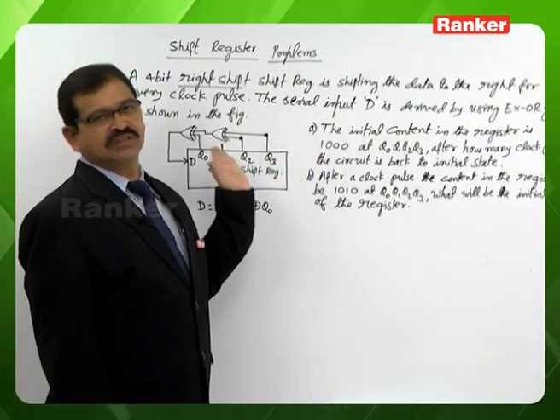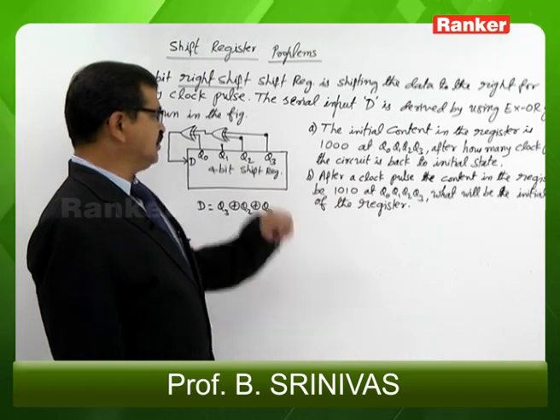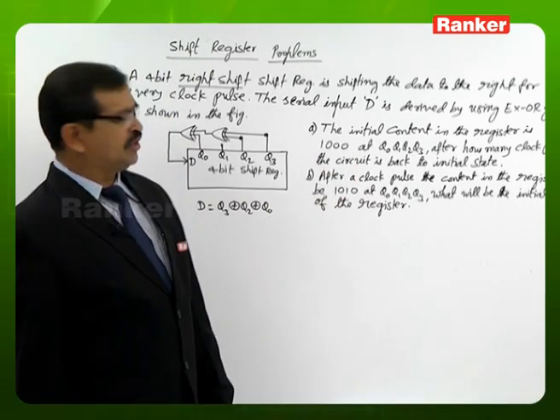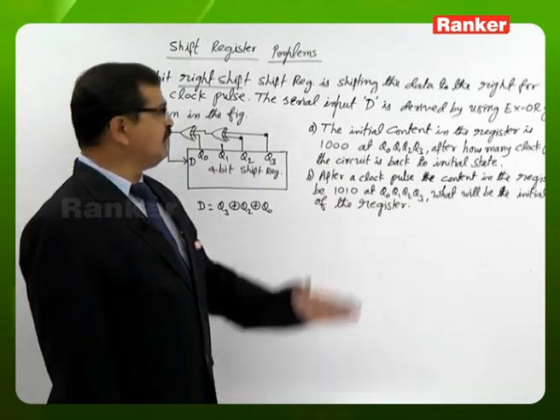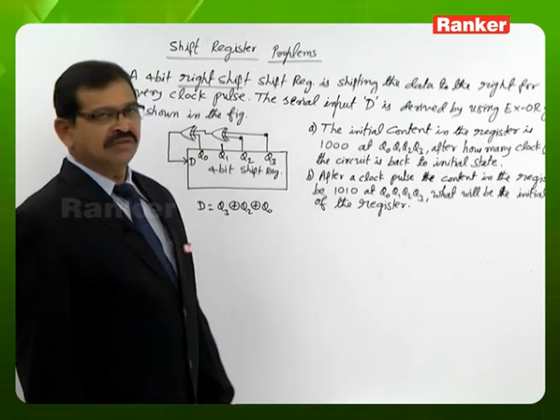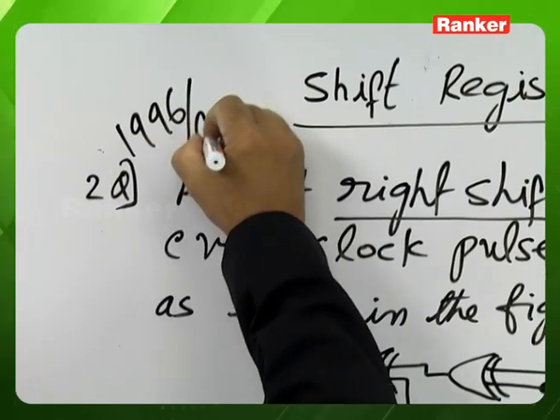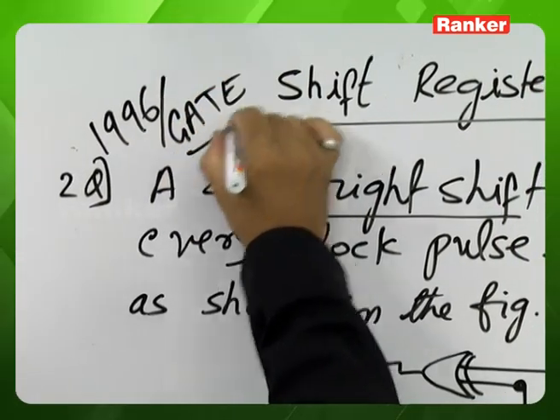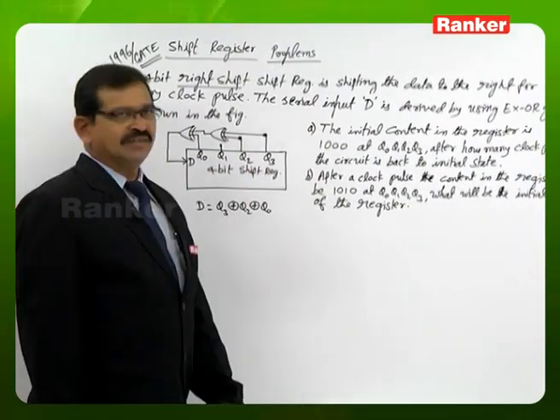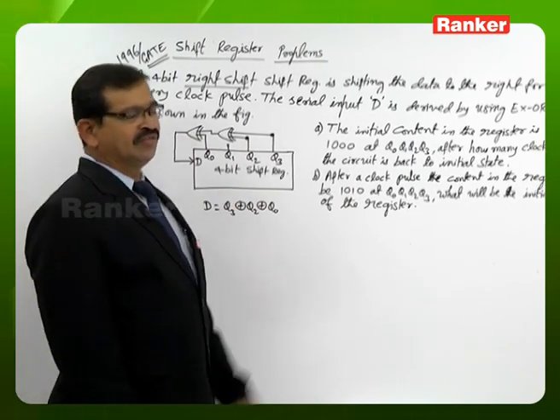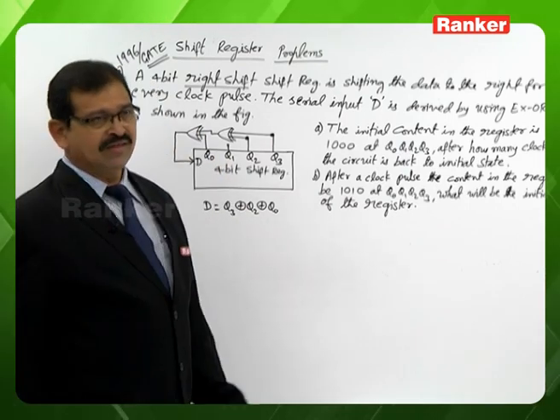After how many clock pulses is this circuit, that is the register, back to the initial state? That is the first part. Second part: after a clock pulse, the content in the register is to be 1010 at Q0, Q1, Q2, Q3. What will be the initial content of the register? It was a question in the GATE exam 1996. It is a good question. Try to keep attention and try to identify. In the description of the question, there is a small hidden thing. We need to identify that hidden thing well. That is very important to conclude the answer properly.